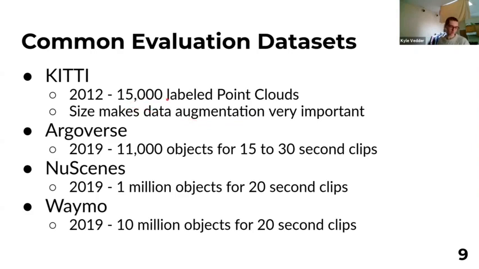In order to try to remedy this, people have developed new data sets. Argo, a self-driving car company, released Argoverse in 2019, right? 11,000 objects for 15 to 30-second clips. New scenes from nuScenes, right? 1 million objects, and then Waymo, 10 million objects.